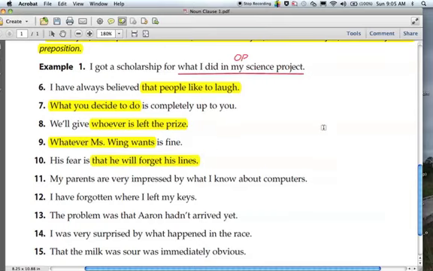His fear is the independent clause. That he will forget his lines, noun clause. And hopefully you got that as a predicate nominative. Fear is that he will forget his lines.